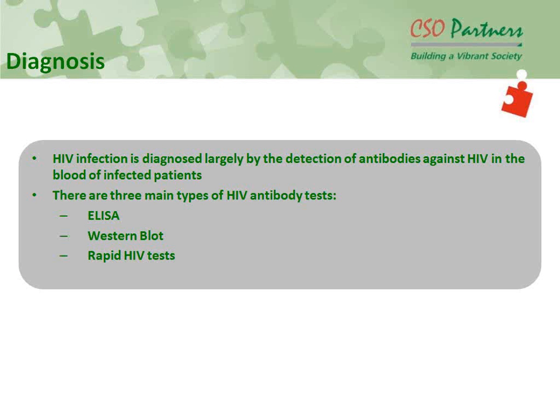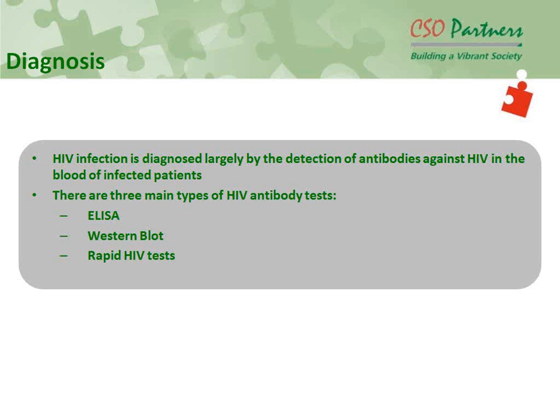Now, how do we diagnose HIV/AIDS? As you know, there are a few tests: ELISA, Western blot, and the rapid HIV test. Through these, what we try to see, largely, is the detection of antibodies against HIV in the blood of infected patients. So through these tests, we try to see whether that person is HIV infected or not.